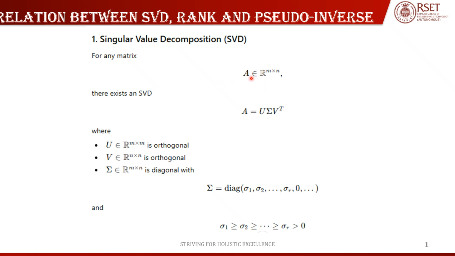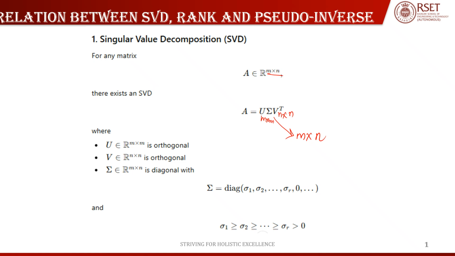Suppose you are given a particular matrix A, let it be an M by N matrix. Then it is possible for you to write A as the product of three matrices, which is U, sigma and V transpose, where U, if A is M by N, will be an M by M square matrix, V will be an N by N square matrix, and sigma will be an M by N matrix. So you need to remember this order, then only you will be able to form the singular value decomposition.